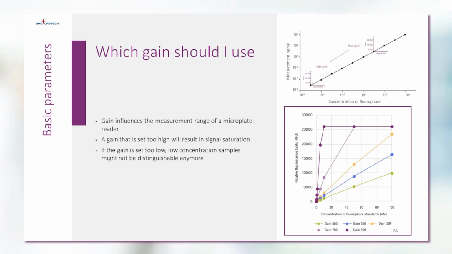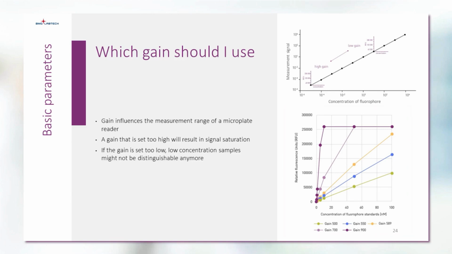As you can see, a gain that is set too high, which is the purple and the pink curve, will result in signal saturation, since the incoming signal is amplified too much. On the other hand, if the gain is set too low, the curves are a little bit flatter, and this can result in samples with low signal intensities that might not be amplified enough anymore and might not be distinguishable from the measurement background in the end.